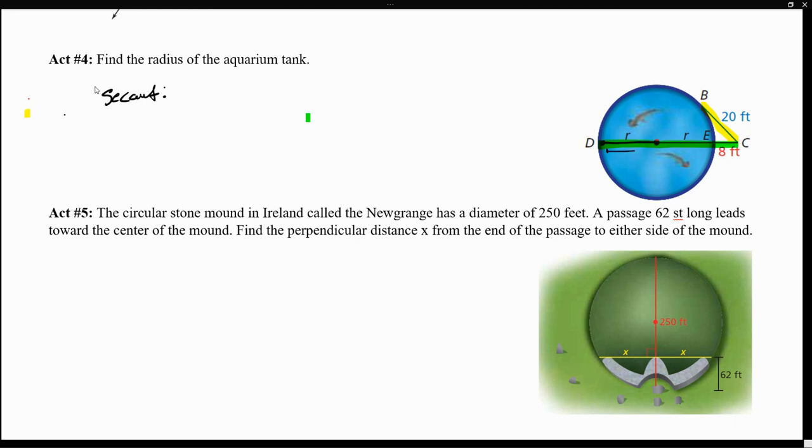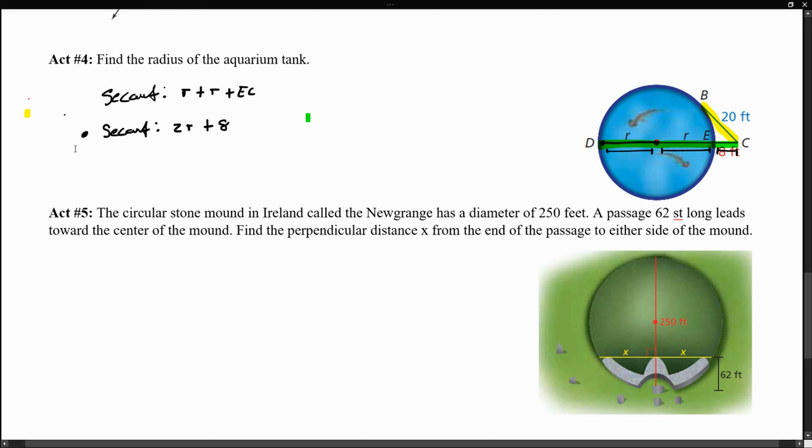Because now notice that the secant line is made out of three parts. It's an r, this radius, plus the second radius, plus this little line segment, which is EC. So therefore, the secant can be seen as just 2r plus 8. Think about what relationship a secant line has with the tangent line, which right now has a length of 20.